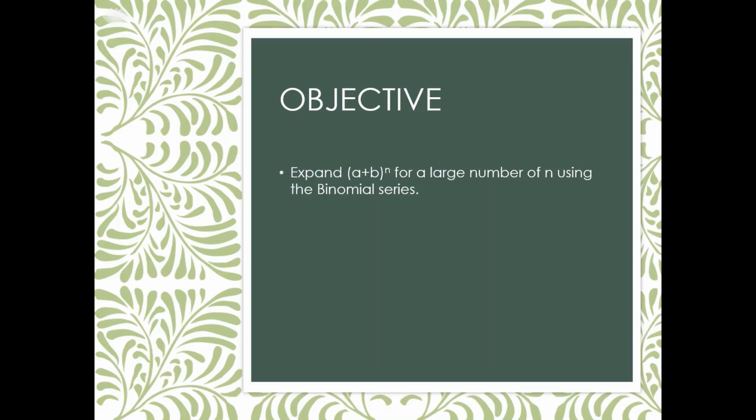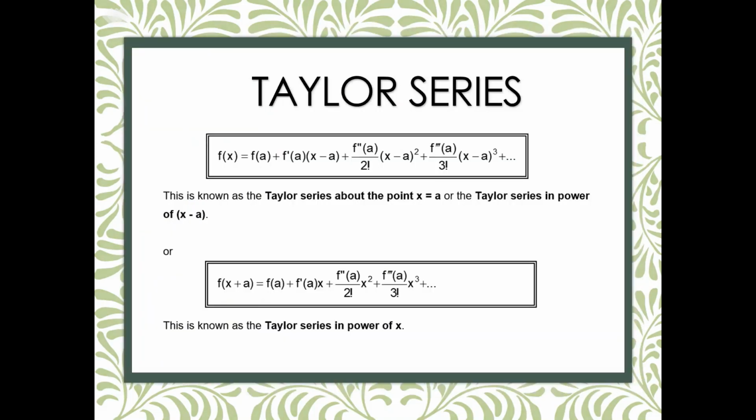Before we discuss further on the binomial series, let's do some recap on Taylor series and Maclaurin series first. For Taylor series, there are two formulas to be used. The first formula is known as Taylor series about the point x equal to a, in which the function f(x) is equal to f(a) plus f prime a multiplied with (x minus a) plus f double prime a over 2 factorial multiplied with (x minus a) squared plus so on.